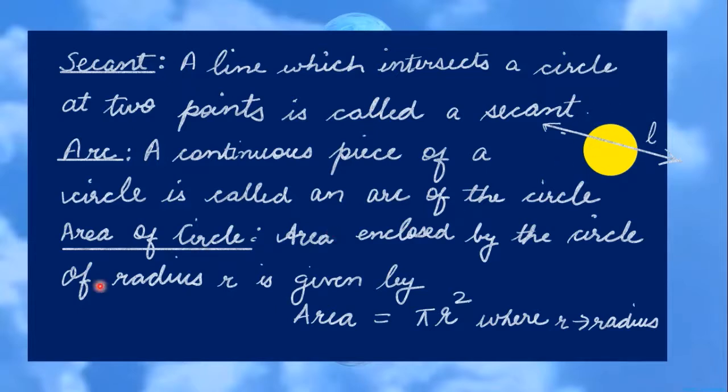Now area of circle. Area enclosed by the circle of radius r is given by area equals pi r square, where r is radius. So the whole area enclosed by the circle, this whole area is known as area of circle, and the formula for it is pi r square.